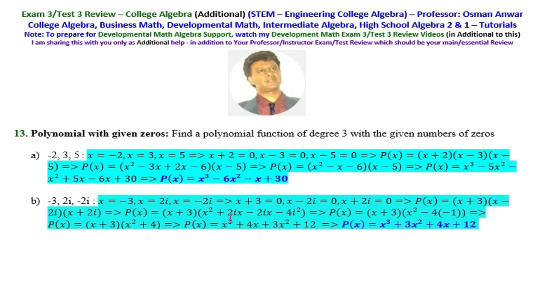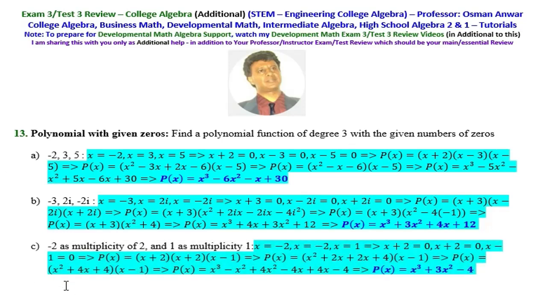The 2ix and minus 2ix cancel each other. That means p of x is x plus 3 times x squared minus 4, where i squared is minus 1, times minus 1. That is p of x is x plus 3 times x squared plus 4. That means p of x is x to the third plus 4x plus 3x squared plus 12. That is p of x is x cubed plus 3x squared plus 4x plus 12.